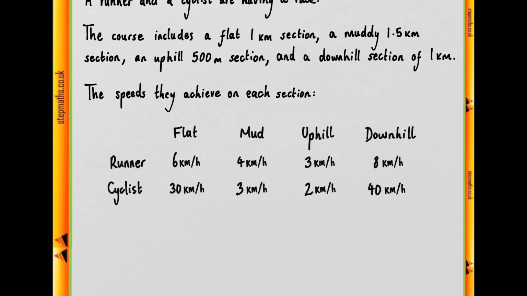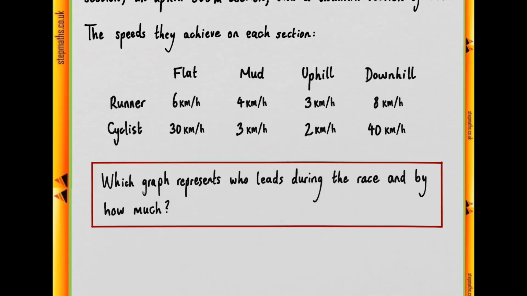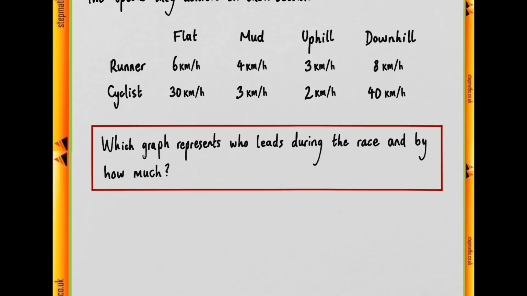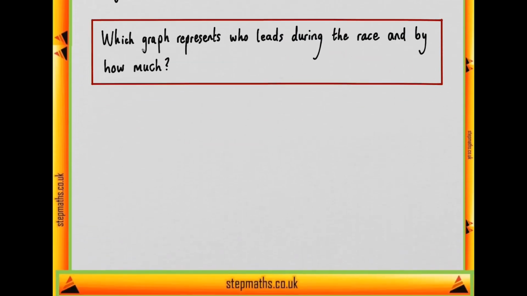So we can see that there's a runner and a cyclist which are having a race. In the flat, the cyclist is much faster. However, in the mud and the uphill, the runner is faster. However, in the downhill, again, the cyclist is 5 times faster. We're then asked to work out of our options A through E, which graph represents who leads during the race and by how much. So let's have a look at what these graphs look like.